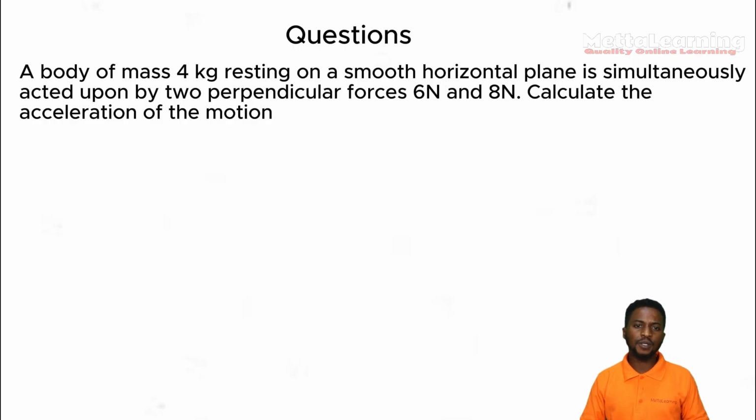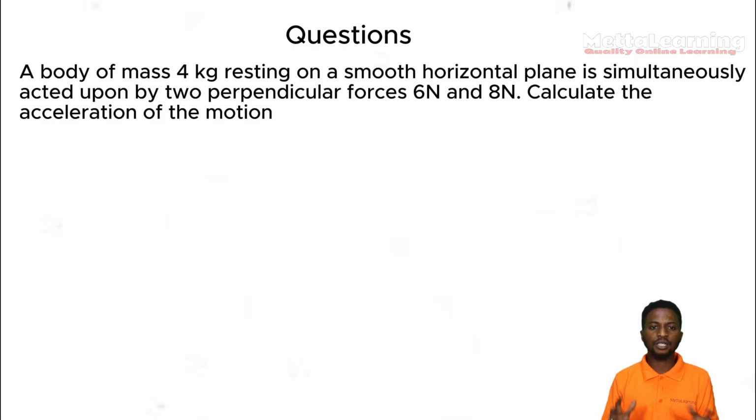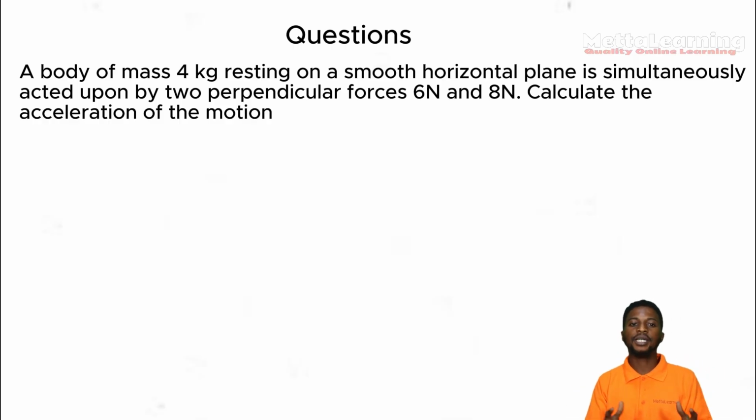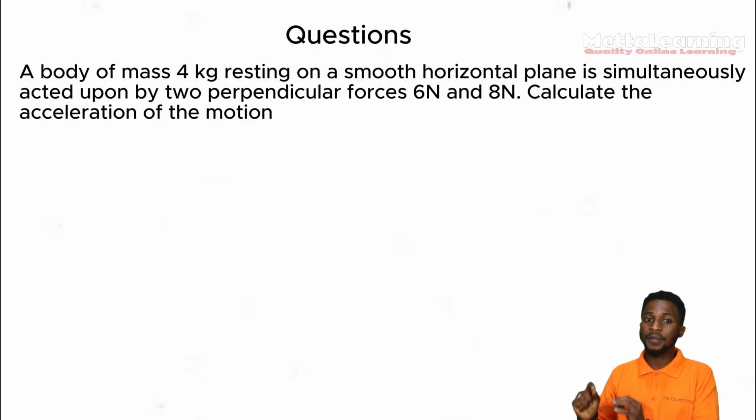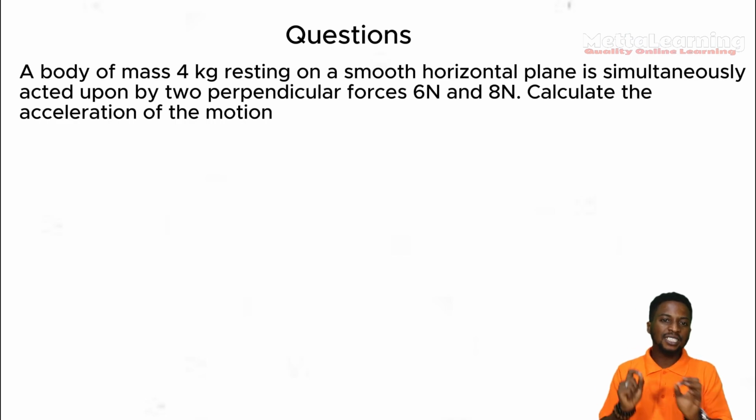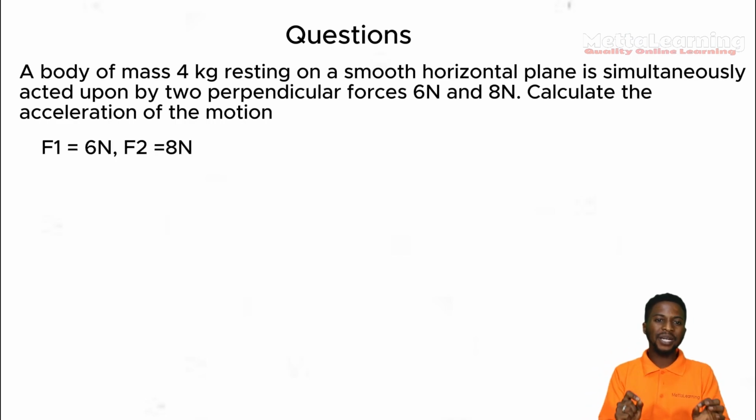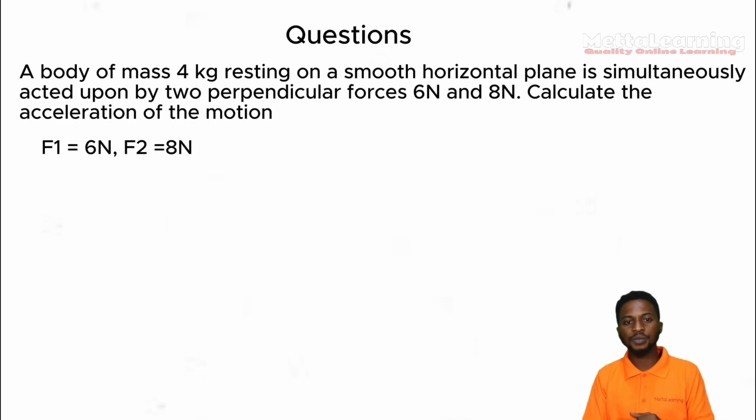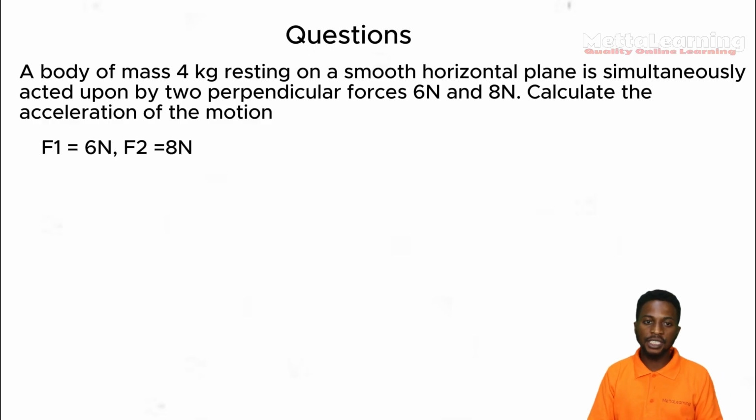To find the acceleration of the motion, we first need to calculate the force acting on the body and then use Newton's second law, which states that the acceleration of an object is directly proportional to the net force acting on it and inversely proportional to its mass. Given that the body is on a smooth horizontal plane, there is no friction, so the only forces acting on it are the two perpendicular forces, which is F1 to be 6 Newton, F2 to be 8 Newton.